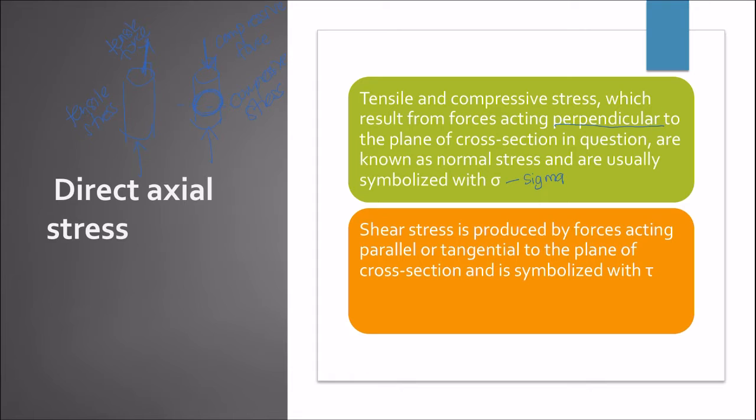Then we look at the shear stress. Shear stress is produced by forces acting parallel or tangential to the plane of the cross section and is symbolized with tau. This one is tau. How about shear stress? If you have a cylinder like this, then the force is going to be P. Okay, I cannot pronounce parallel, so I call it P, or tangential to the plane. So this is the force there, which is the shear force.